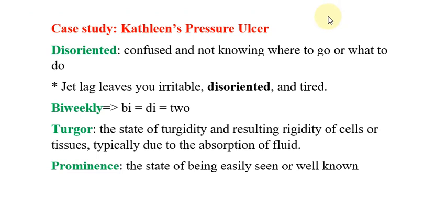Now the first word here in the case study is disoriented. Disoriented means confused and not knowing where to go or what to do. For example, jet lag leaves you irritable, disoriented, and tired. The first one here with a good prefix is biweekly. Biweekly. The prefix bi means two. It's interesting to know that this bi is basically Persian. It has an Iranian root. It means do, what we say in Persian, do, in English, two.